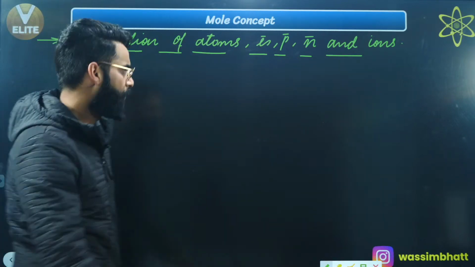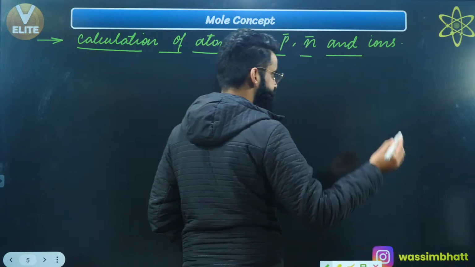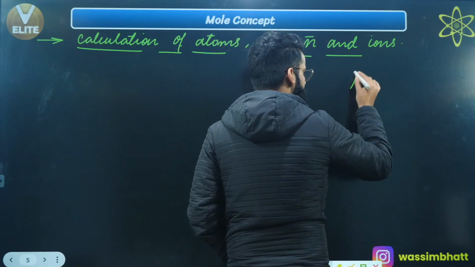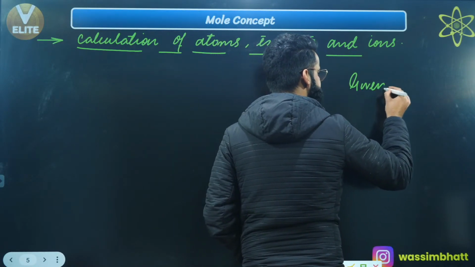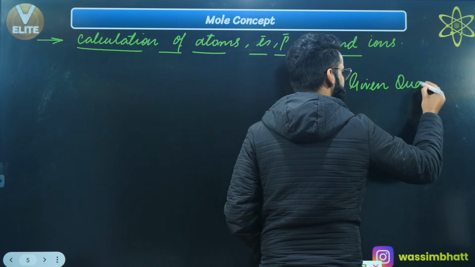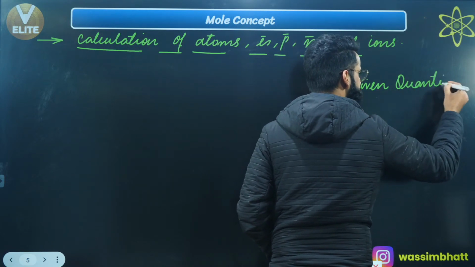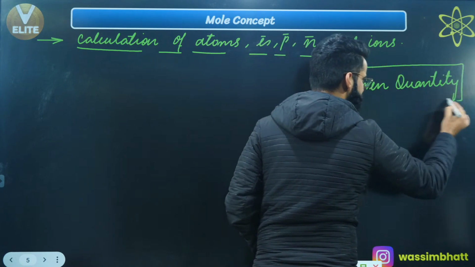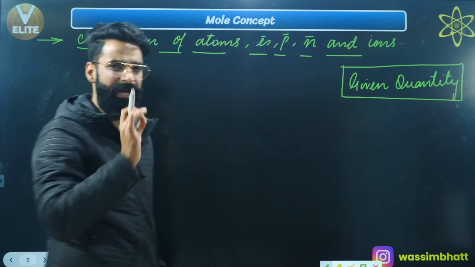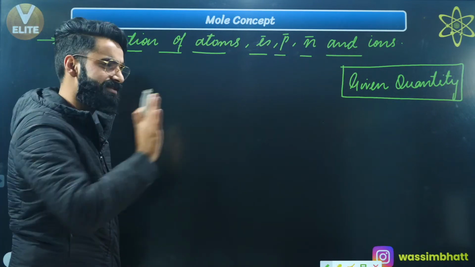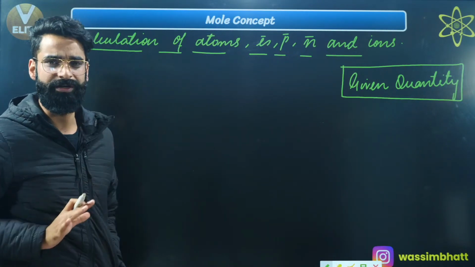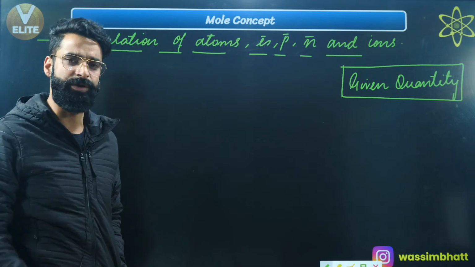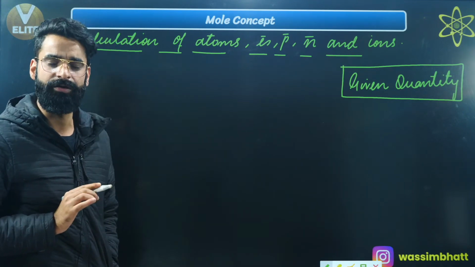Now have a look at what I'm going to talk about. I'm writing here a term called given quantity. Whatever will be given in the question, which can be the mass of the substance or the volume of the substance, that is something I'll be calling the given quantity.